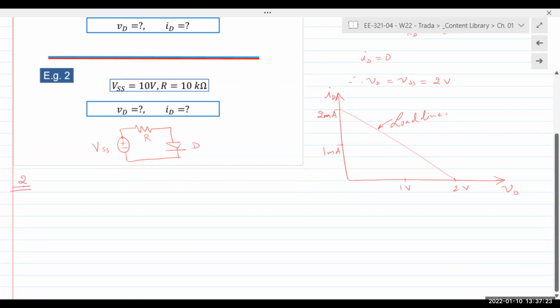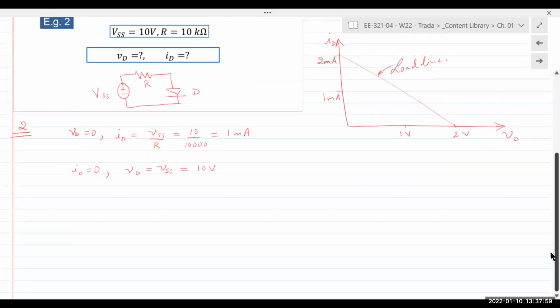All right, 2. Same circuit, same equation. The only difference is now the values. So let's hurry along a little bit. When VD is equal to 0, ID is VSS over R. So you get 10 volts divided by 10,000, and now you have 1 milliamp. And of course, when ID is equal to 0, VD is equal to VSS, which is equal to 10 volts.